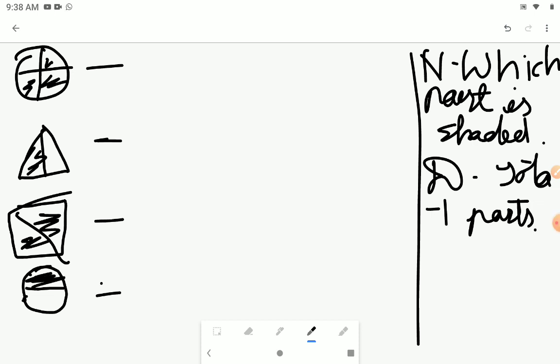So which part is shaded? Shaded means this crisscross line you see like this, they are shaded parts. Shaded means colored parts. And we do not have to think about which are remaining. Now let's see this first image. So it has a circle divided in 4 equal parts. Okay, and what will be the fraction?